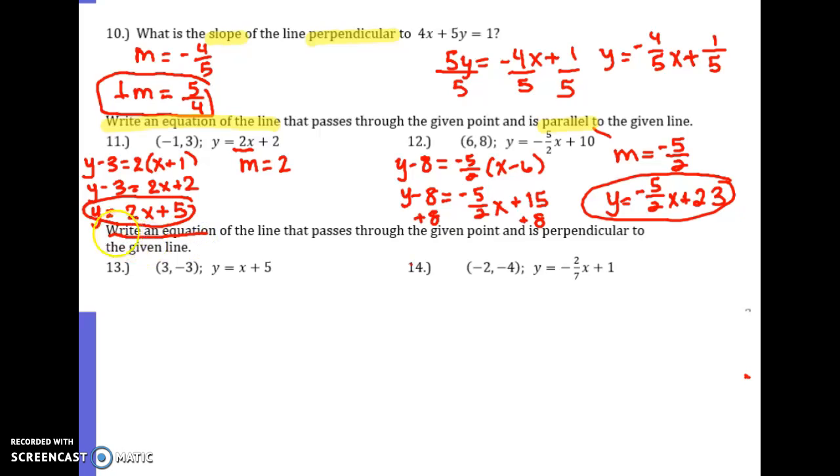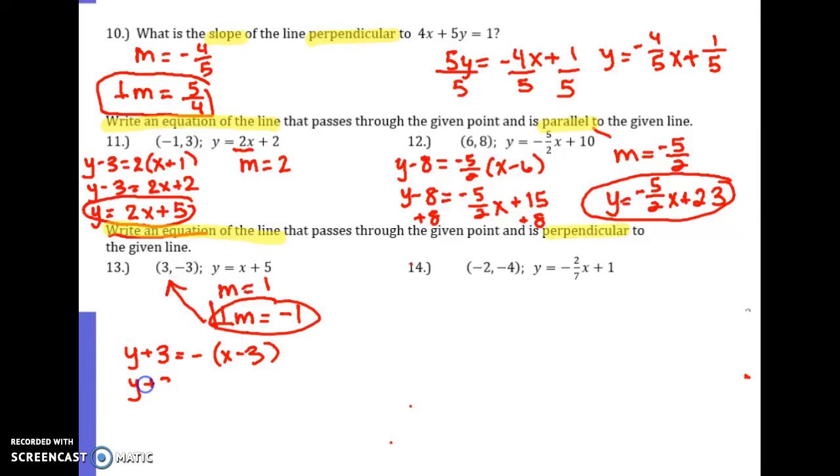Okay, the next example says write an equation of the line that passes through the given point and is perpendicular to the given line. So first off, we want to find our slope. Here our slope is going to be 1, but we need the perpendicular slope. The reciprocal of 1 is still 1, but the negative reciprocal would be negative 1. So we're going to use this slope with this point. y plus 3 is equal to negative 1 times x minus 3. y plus 3 is equal to negative x plus 3. And then when we subtract 3 from both sides, we end up with y is equal to negative x.